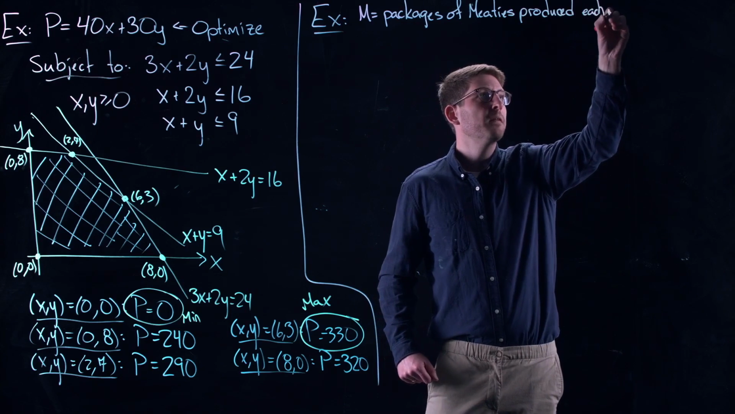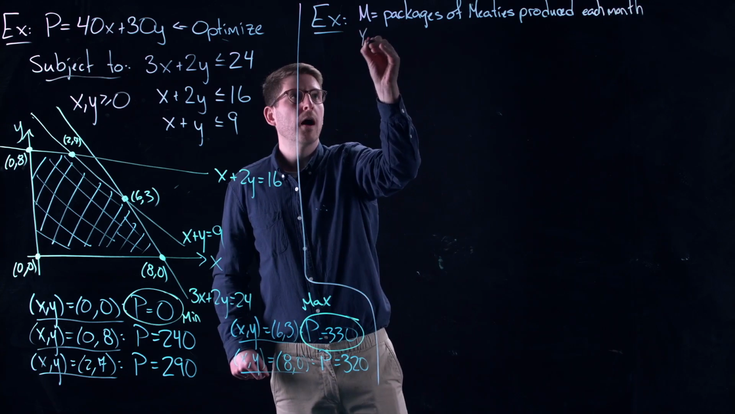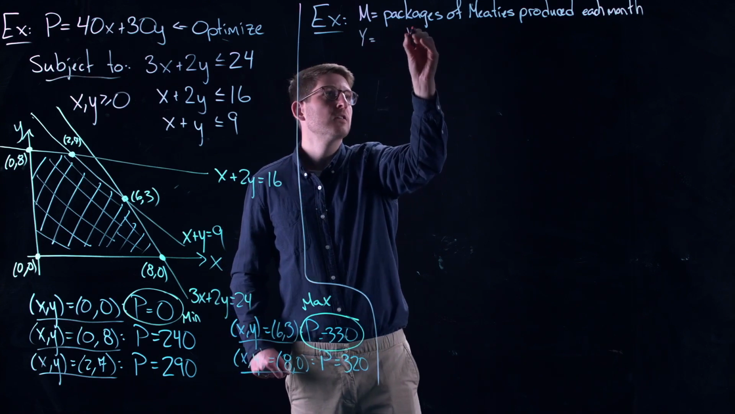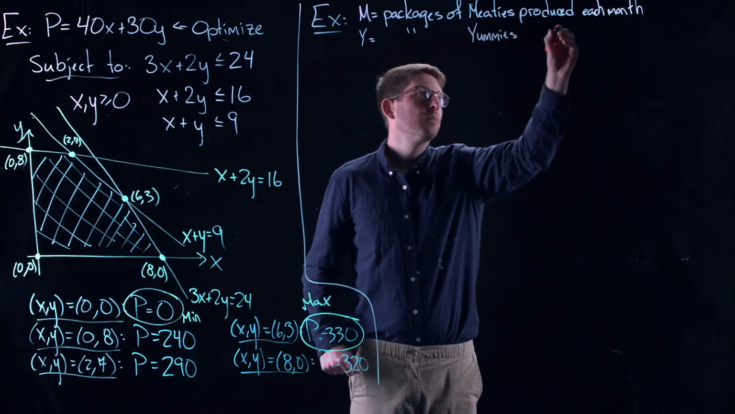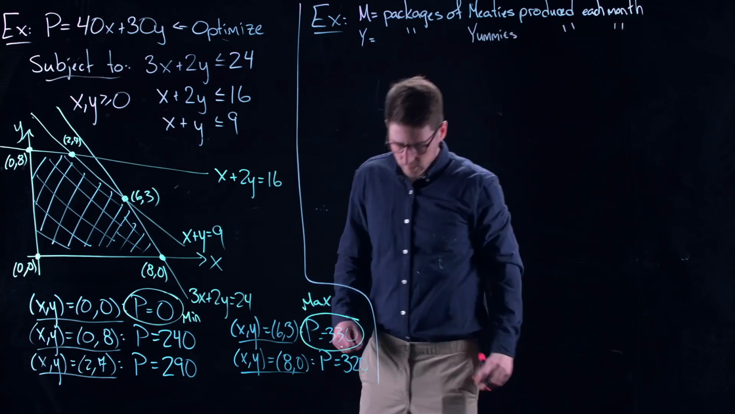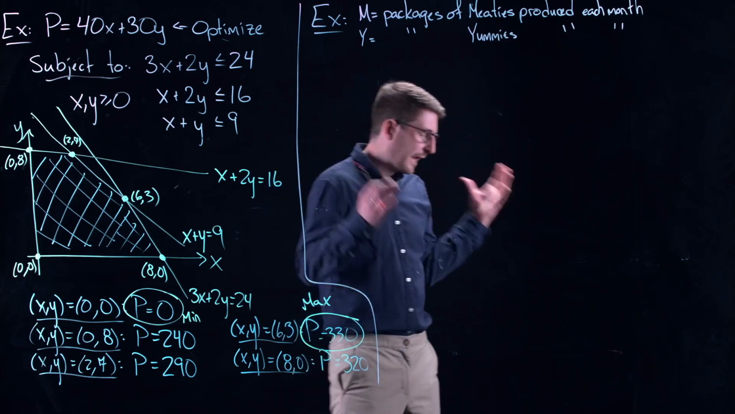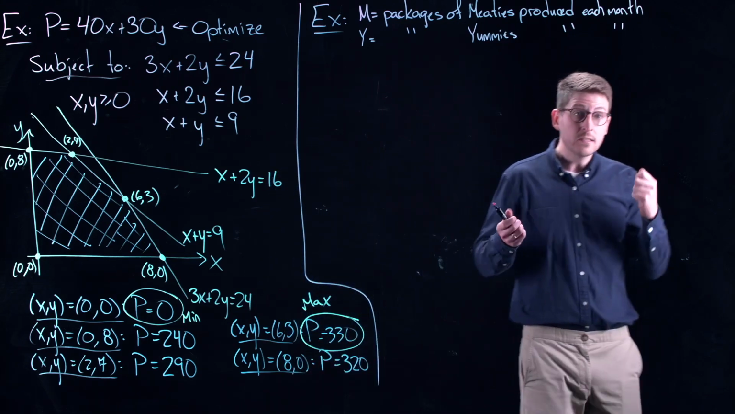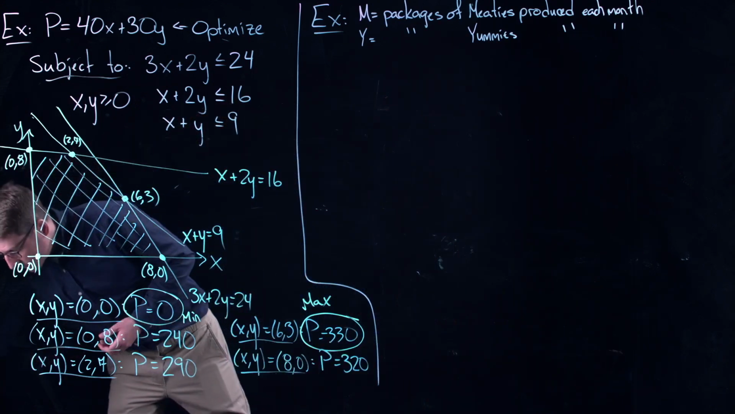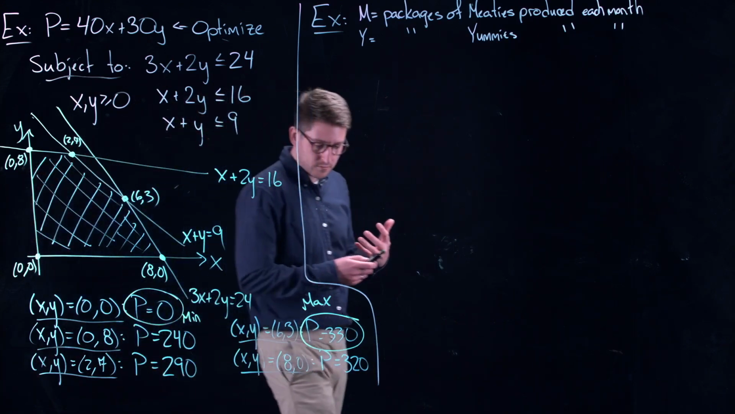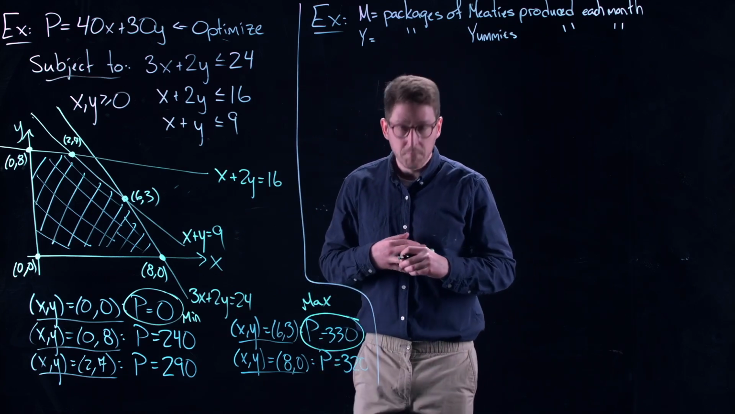We're doing this on a month-to-month basis. And then let Y be the packages of Yummies produced each month. Same basic idea. Again, we're in the position of maximizing profit, and we all know profit is revenue minus cost. So let's figure out some components here.